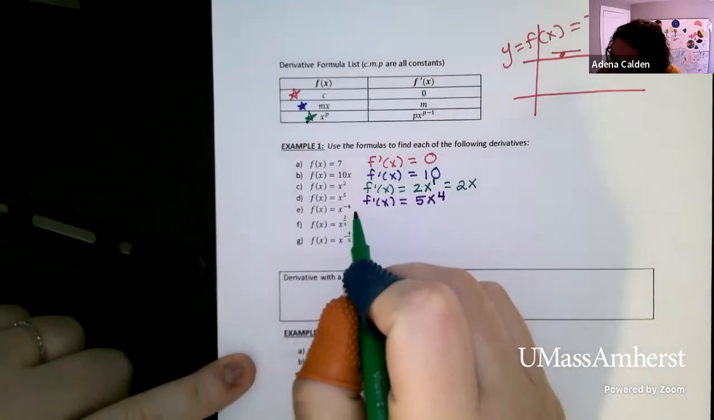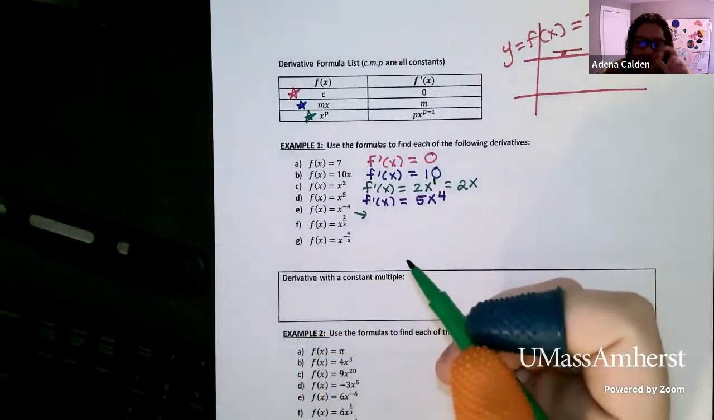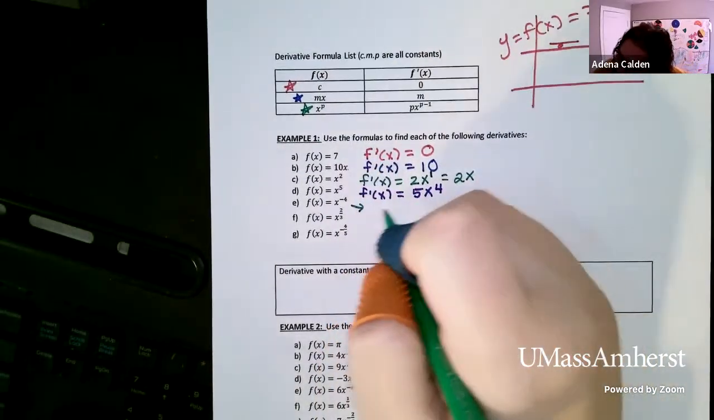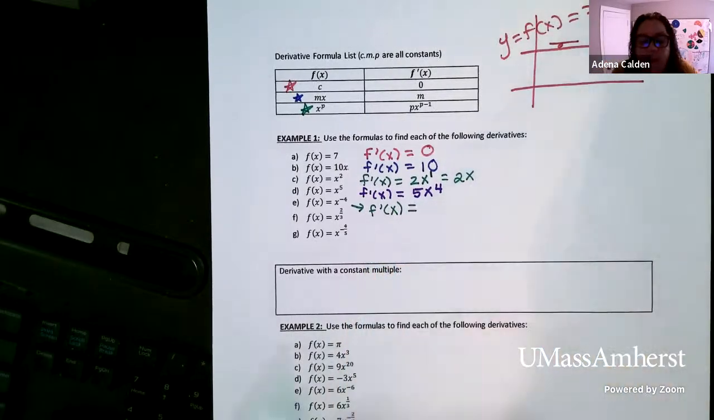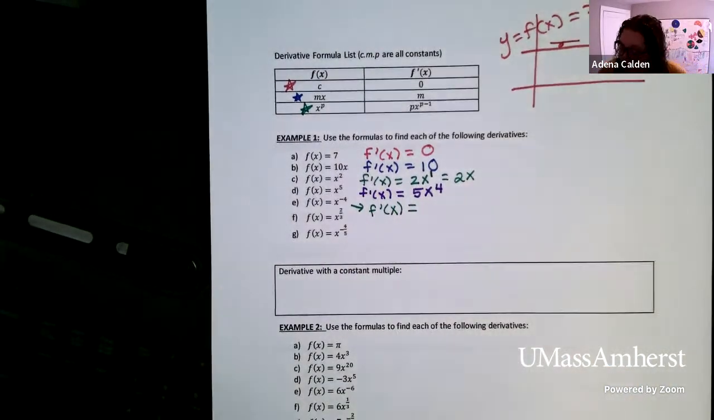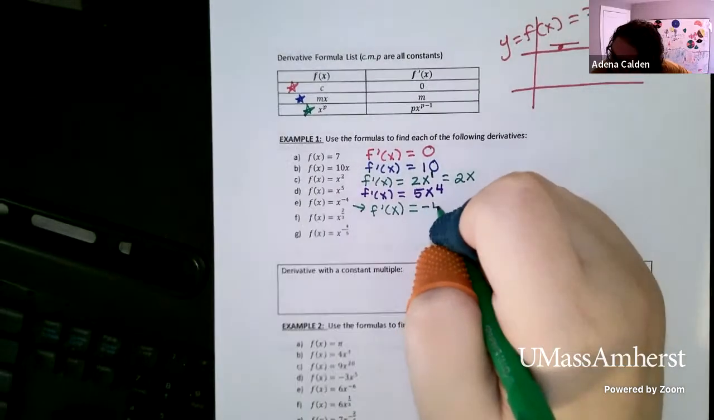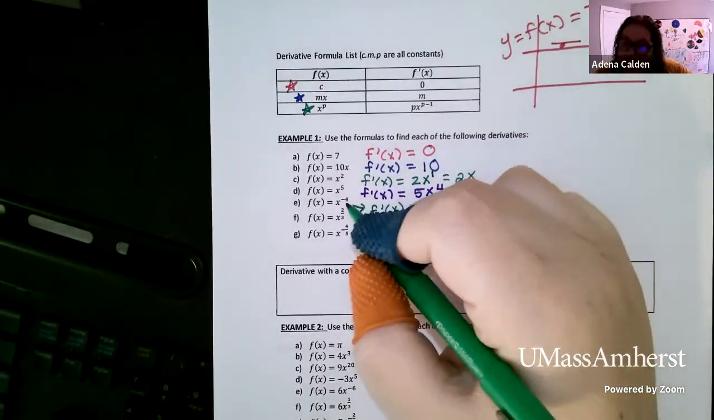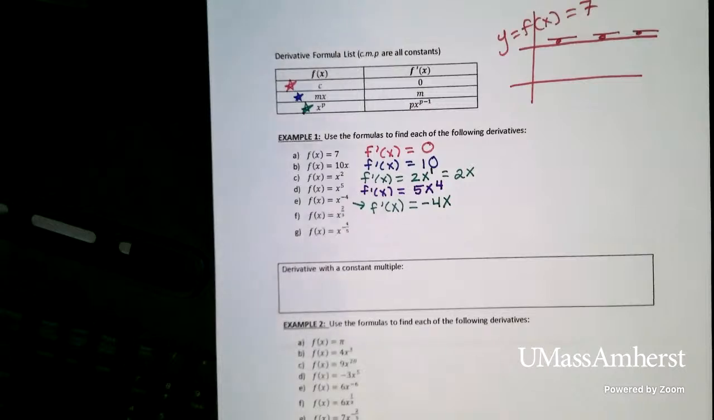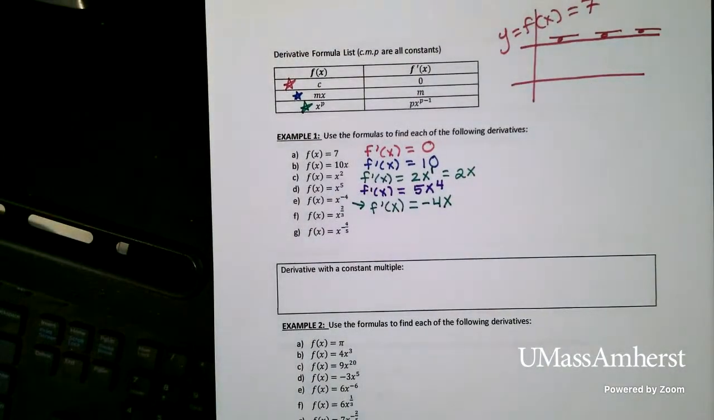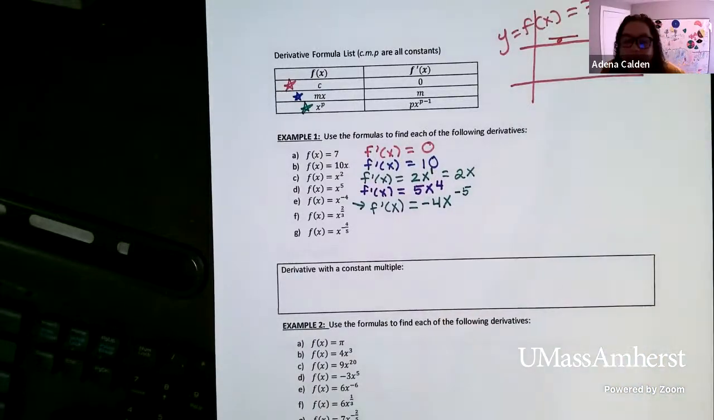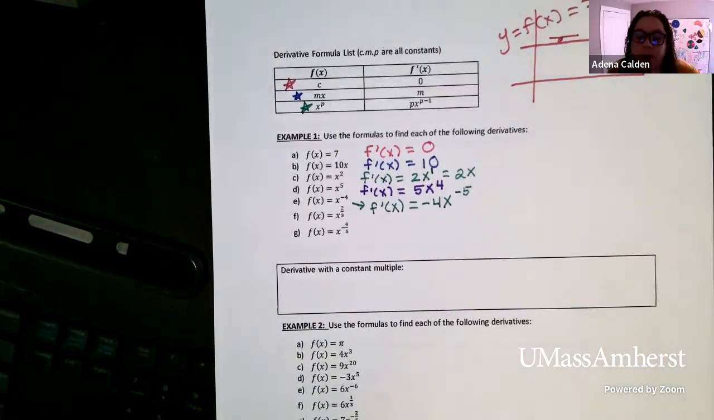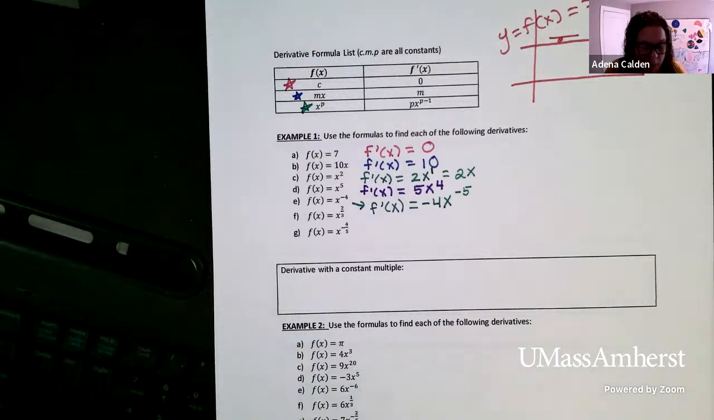Okay. So here, for the next one, I have x to the negative 4. When I take the derivative of x to the negative 4, the entire power comes down out front. So negative 4x. And now I subtract 1 from the power. So negative 4 minus 1 is going to give me negative 5, right? So again, if you subtract 1 from a negative number, it becomes more negative.